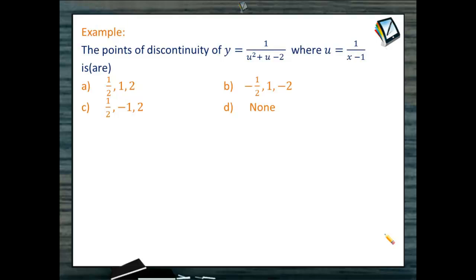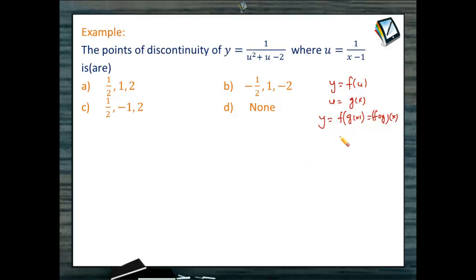The points of discontinuity of y equal to 1 by u square plus u minus 2, where the function u is defined as 1 by x minus 1, are which of them, right? Now if you look at this function here, y is a function of u, where u is a function of x. So if I treat u as some g of x, now how is your standard function defined? Y is f of g of x, that is f circle g of x, isn't it?